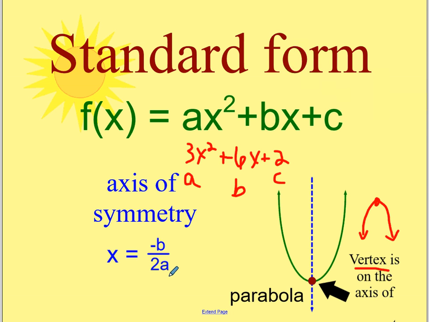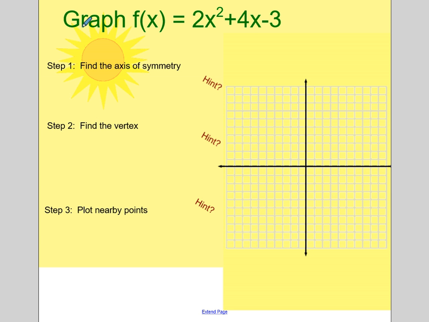This is going to be determined by finding the axis of symmetry, which is this formula, x equals negative b all over 2a, which is again where we're getting our a and our b here. So this will all make more sense as we get into the examples and are actually doing a problem. So let's start that right now. So it says graph the function f of x, or y, equals 2x squared plus 4x minus 3.